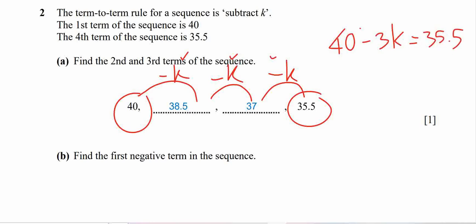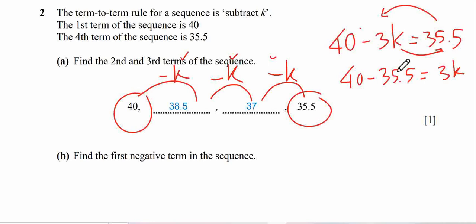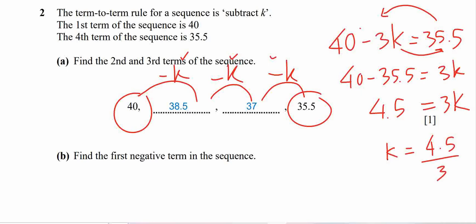Now, we collect numbers with numbers. 40 minus 35.5 equals 3k. We move 3k to the left and 35.5 to the right, and we exchange the sign. Negative 3k becomes positive 3k. 35.5 becomes negative 35.5. Now 40 minus 35.5 is 4.5, which is 3k. Now how to get k? k is 4.5 divided by 3, so it's 1.5.